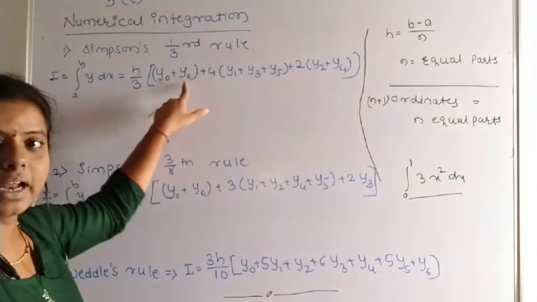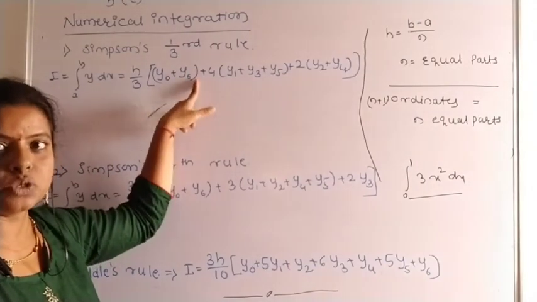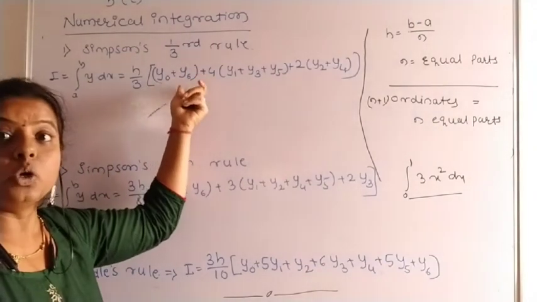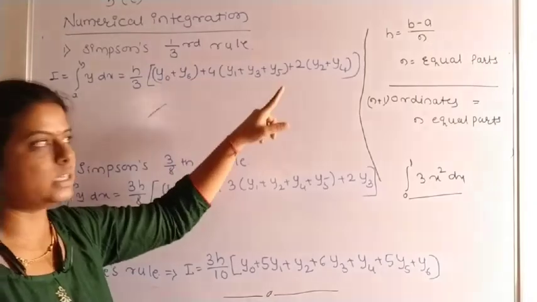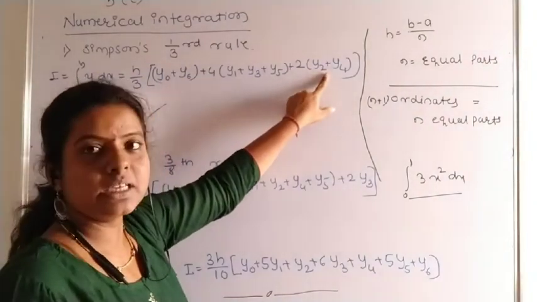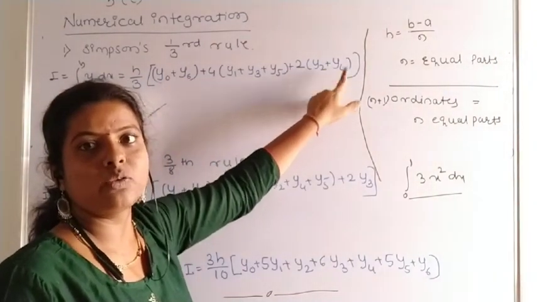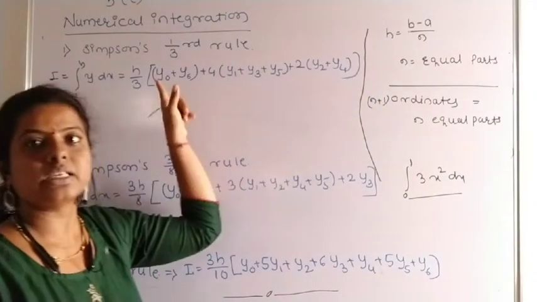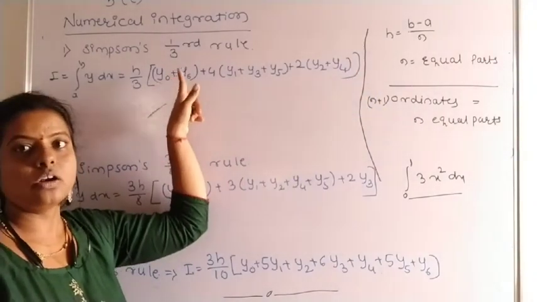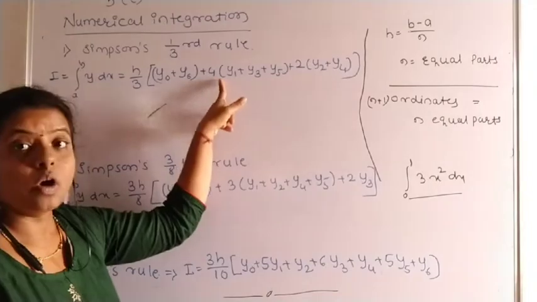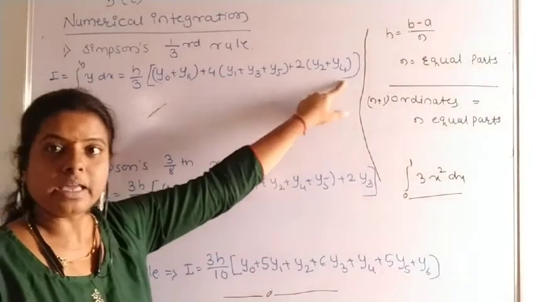Understood? Y0 and y6, first value and last value, you compulsorily have to write. Don't repeat the last value once again. Here the even numbers are there, but don't write y2 plus y4 plus y6, because y6 we already wrote here. Y0 plus y6, 4 times the odd terms plus 2 times the even terms.